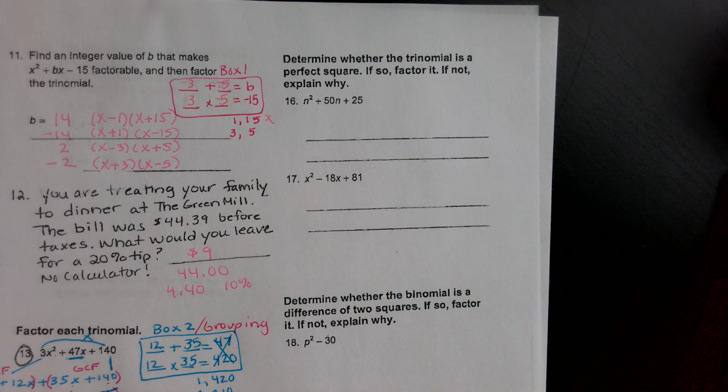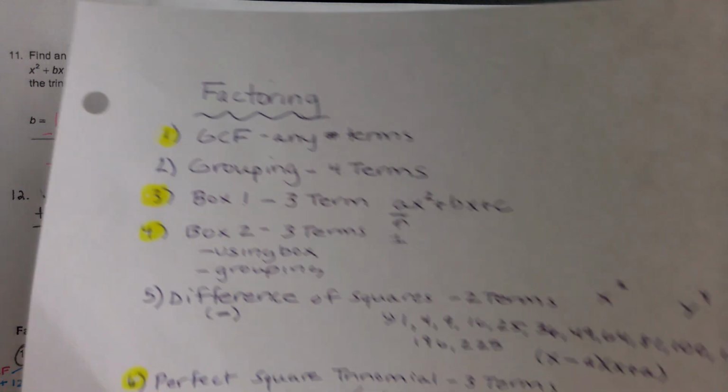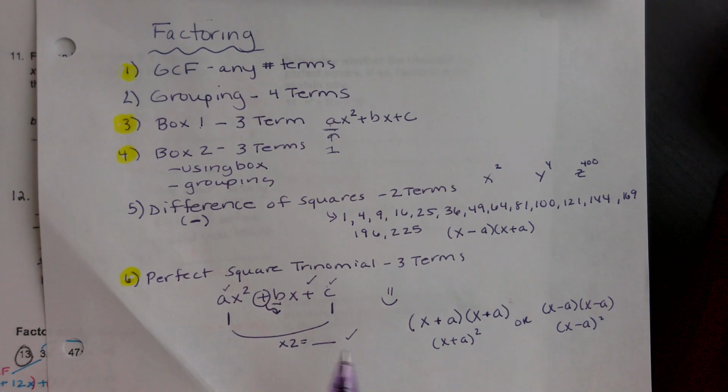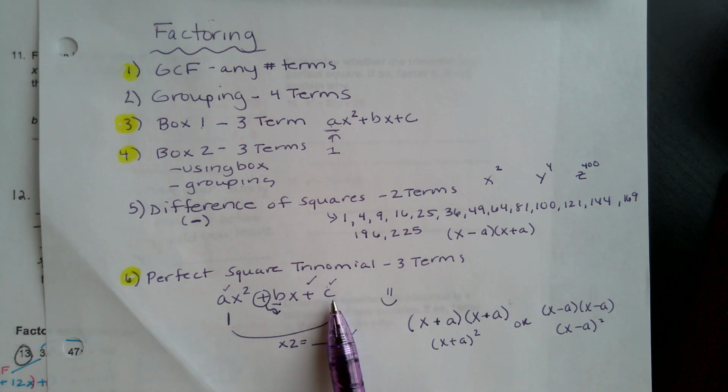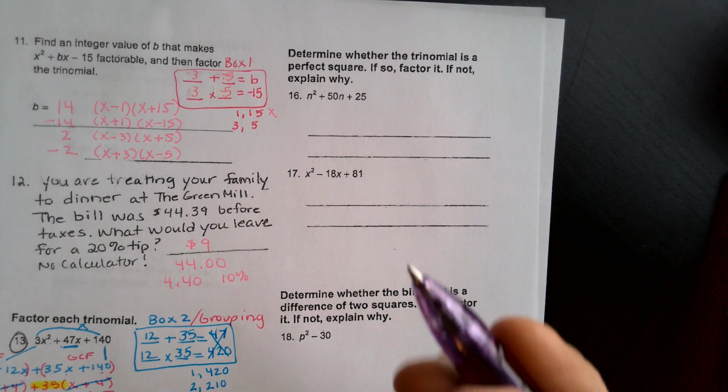Determine whether, I think the review is a little easier than this, but I could be wrong. I can't remember, honestly. Determine whether the trinomial is a perfect square. If so, factor it. If not, explain why. So again, let's go back to the perfect square. It's down here. Perfect square trinomial. 3 terms. There were 4 checks. Boom, boom, boom, and boom. So let's check. If those 4 fall in place, it is, and then we have to factor it.